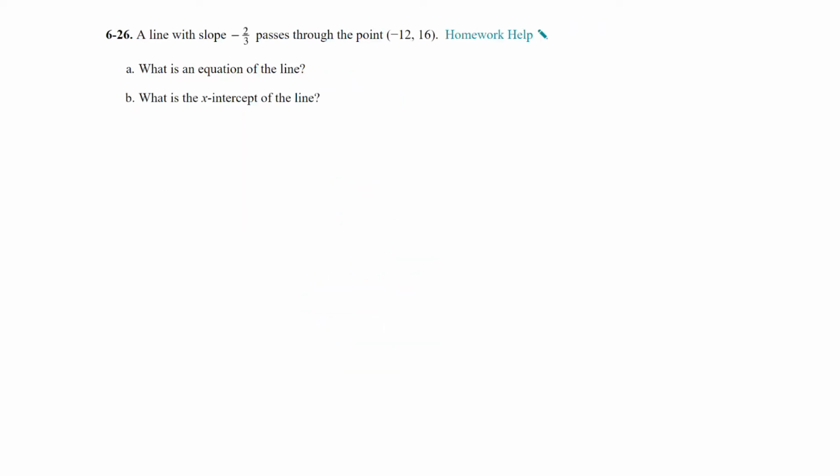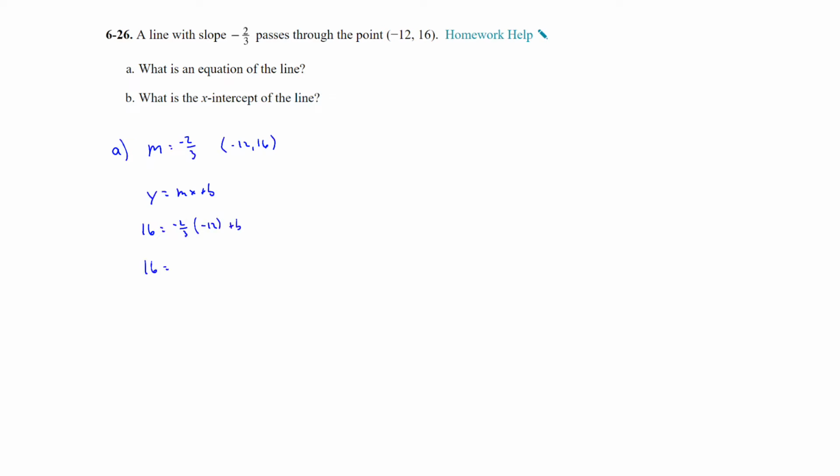Question 26. A line with a slope of negative 2/3 passes through the point negative 12, 16. What is the equation of the line, and what is the x-intercept? So given a slope and a point, we've written equations a lot at this point, so we should feel pretty comfortable with this. We're going to use the equation y equals mx plus b. We're going to plug in the information that we know, and then we will solve for b.